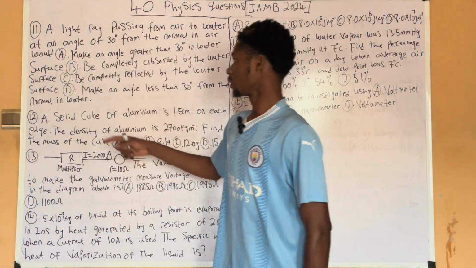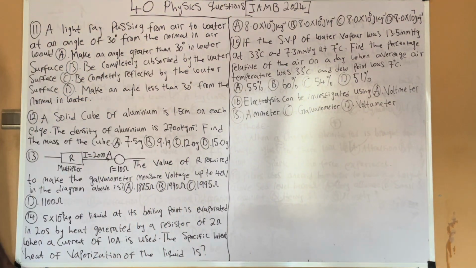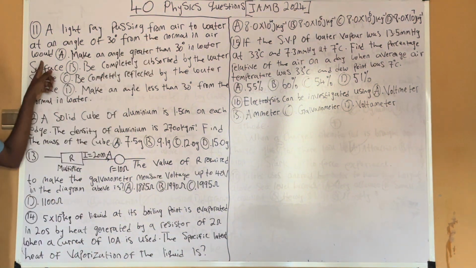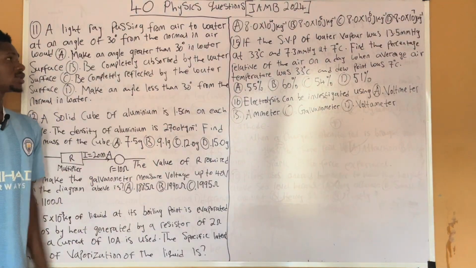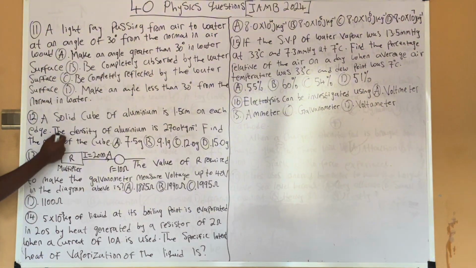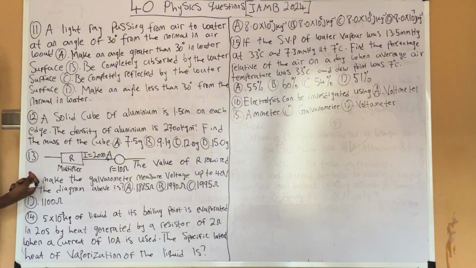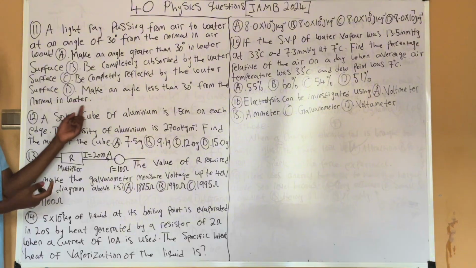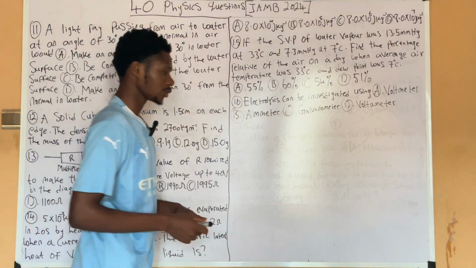The question says, a light ray passing from air to water at an angle of 30 degrees from the normal in air would, option A, make an angle greater than 30 degrees in water surface, okay, and then B, be completely absorbed by the water surface. Option C, be completely reflected by the water surface, and D, make an angle less than 30 degrees from the normal in water. Now let's see how this works.